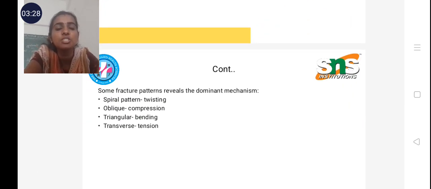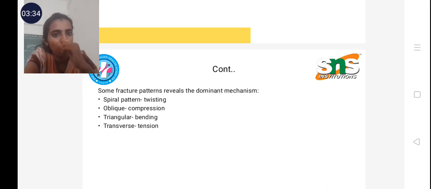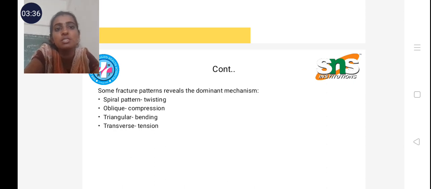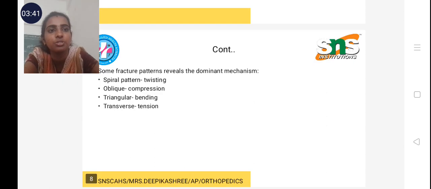Some fracture patterns reveal the dominant mechanism. One is spiral pattern, that is a twisting fracture. Another one is oblique, that is a compression fracture. Another one is triangular, that is a bending fracture. And the last one is transverse, that is the tension fracture.